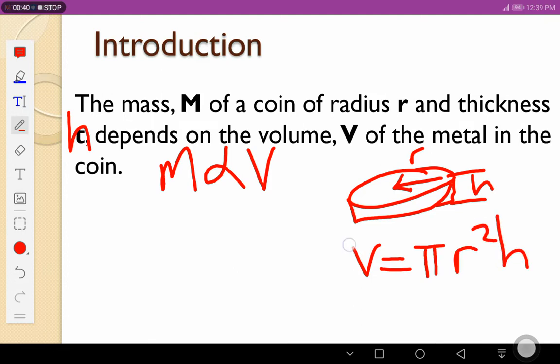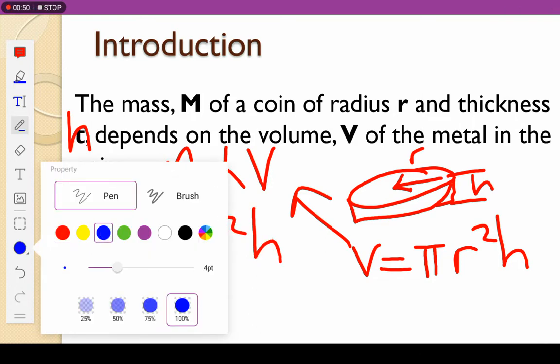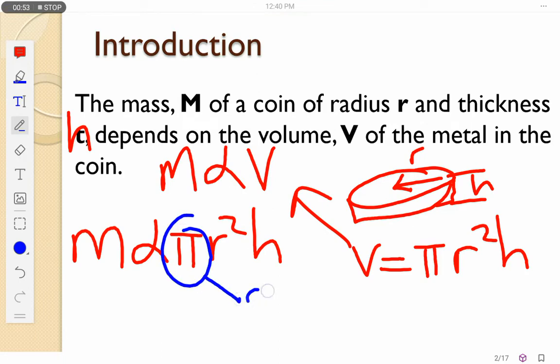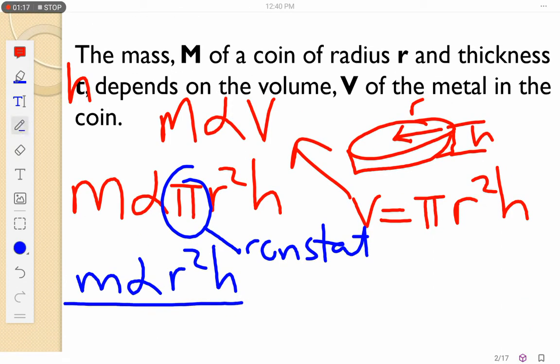So I can substitute into this variation and have M varies directly with pi R squared H. My pi in this case is a constant, so I can ignore it and have M varies directly with R squared H. So this is the variation that we'll have. And what it means is that the mass of the coin varies jointly with the square of the radius and the thickness of the coin. That's what we have written there.